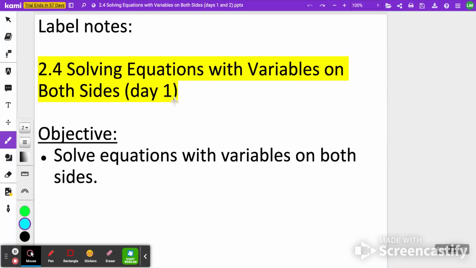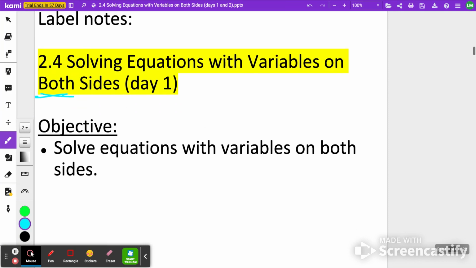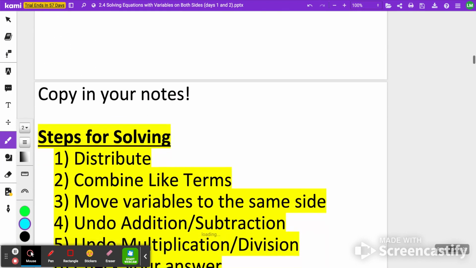Today we're looking at lesson 2.4, solving equations with variables on both sides. So we're still going to see a lot of the same rules with undoing adding and subtracting, undoing multiplying and dividing, except now we just have to move all of our variables to one side instead of having variables on the left and right side. So this is what it's going to look like.